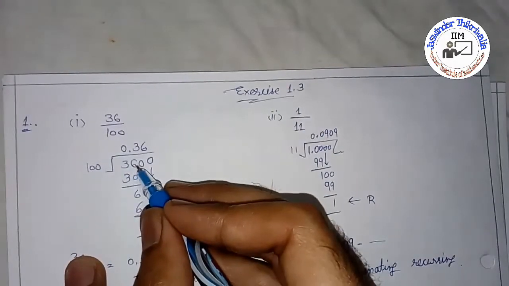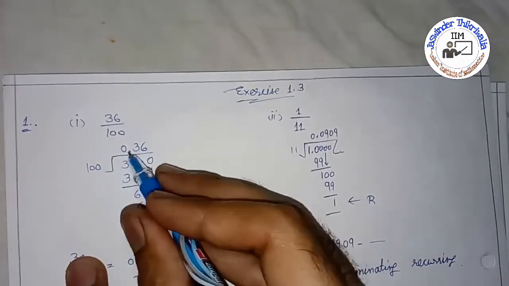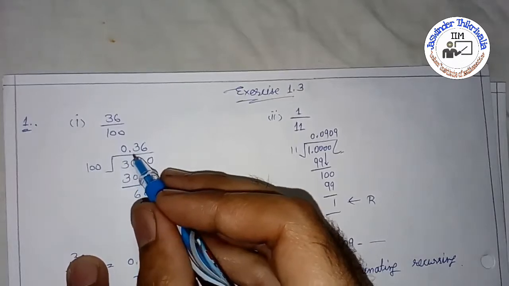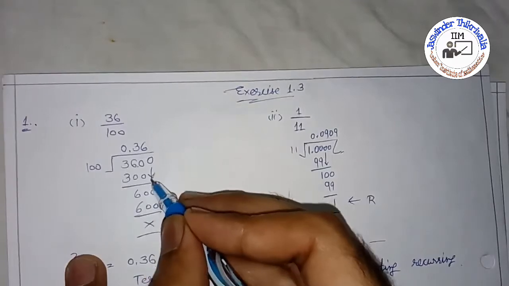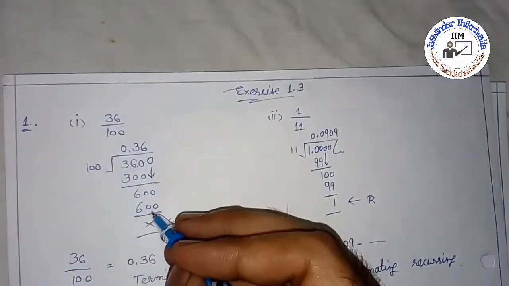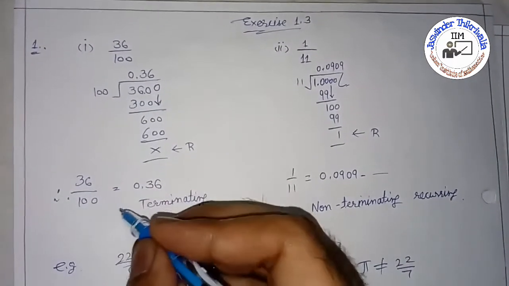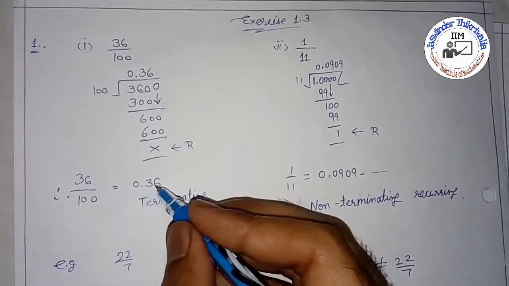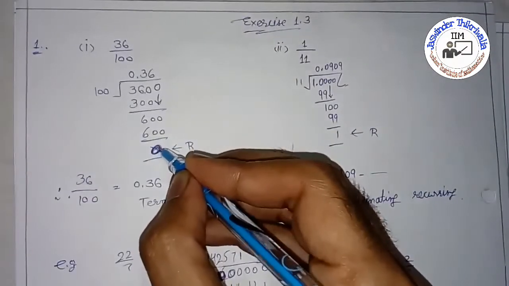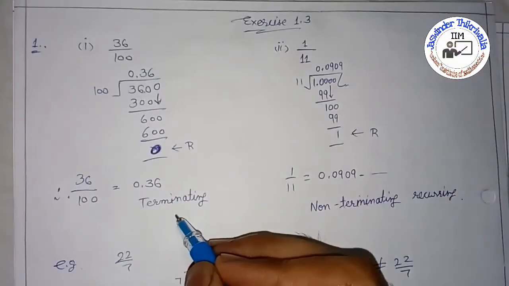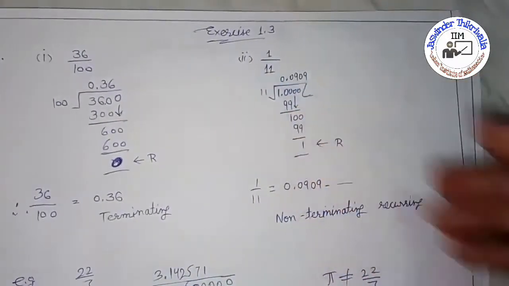First of all, it will not divide because this is a 2-digit number and this is 3-digit. So we will take a 0 from our side, and in the quotient we will put a 0 point. Then 100 times 3 is 300, then 60 remainder, then we will again take a 0 down, then 100 times 6 is 600. So the decimal expansion of 36 upon 100 is equal to 0.36, meaning its remainder is 0. If its remainder is 0, that means this decimal expansion is terminating. Clear, my dear?